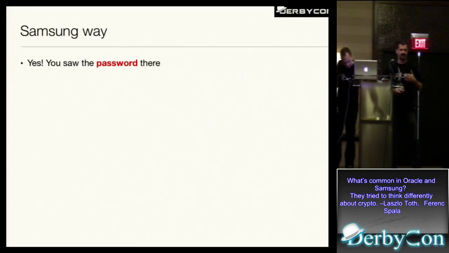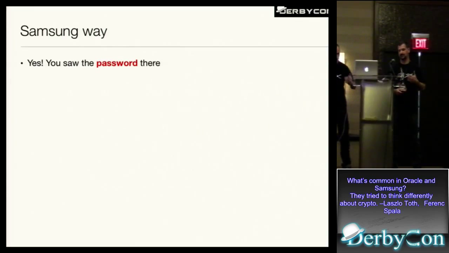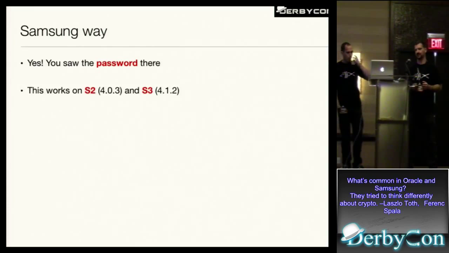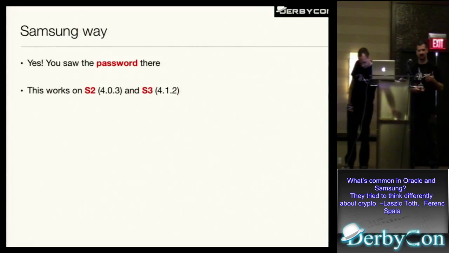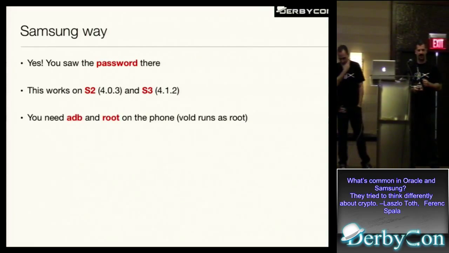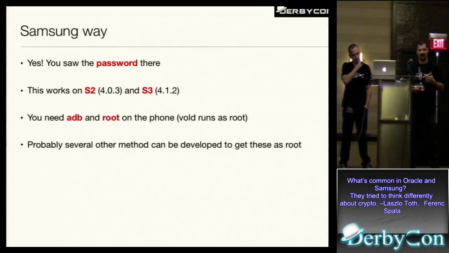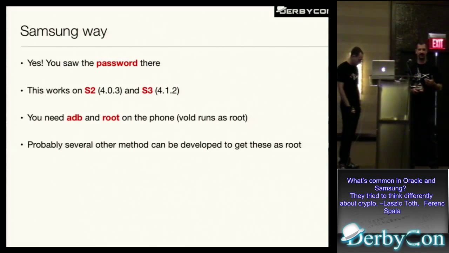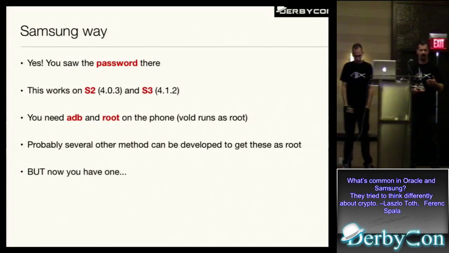Besides the clear text encryption key, you can find the actual password too in the VoLD process memory. This works on S2 and S3 versions. Of course, you need root privileges, and we used Android debug bridge in our module. And I know, if you have root privileges, the game is over. I'm sure several methods can be developed to get the same information. However, now you have one, and it can come in handy in certain circumstances.